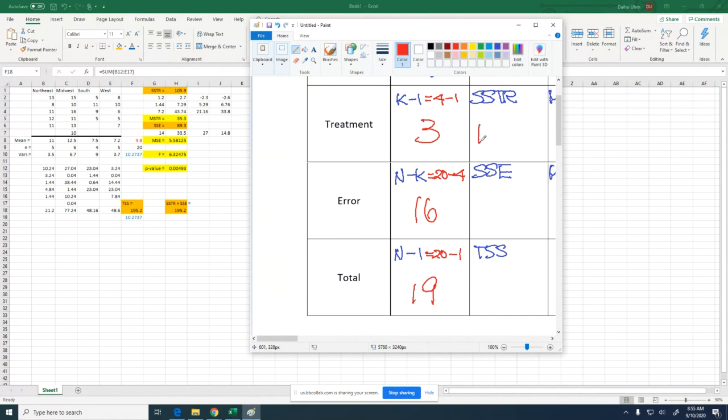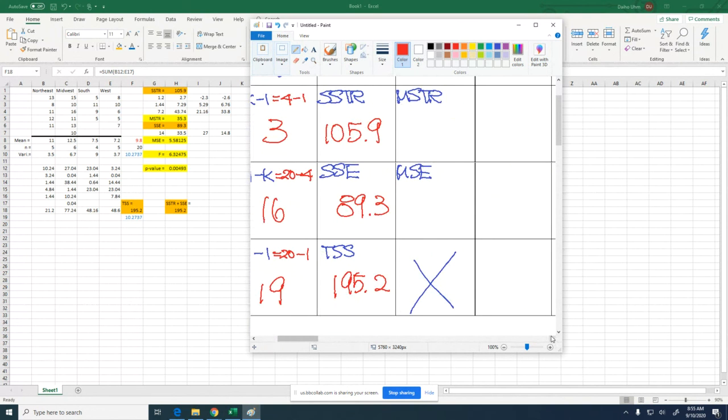And SSTR is a 105.9, and SSE is 89.3. And the summation, or the other way, the double summation, the TSS was 195.2. And also, we take the MSTR. MSTR is a 35.3, and MSE is a 5.58.